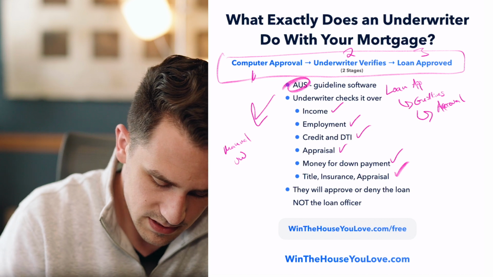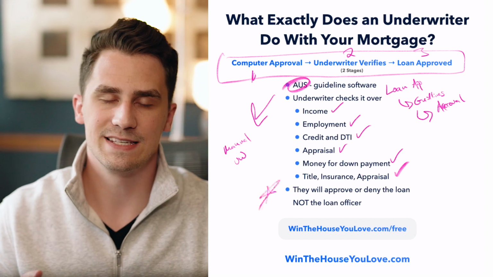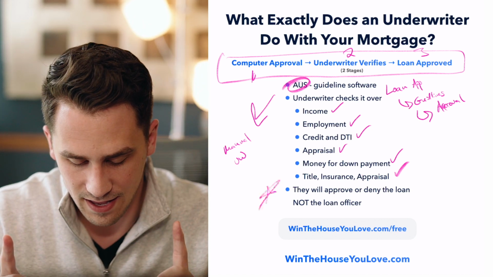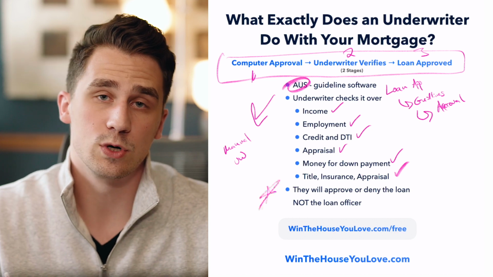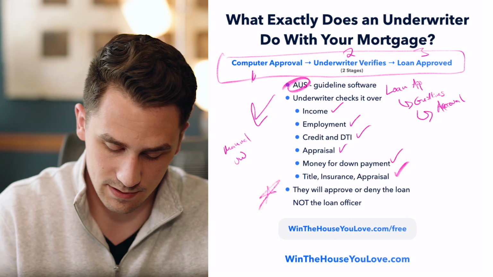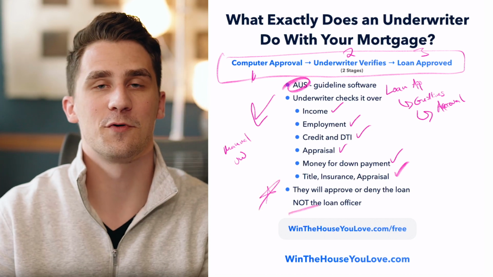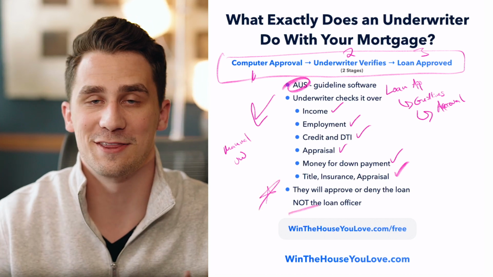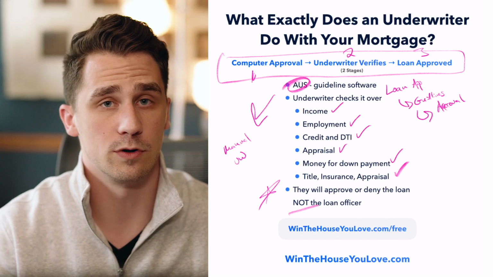Okay, something that's huge here is that an underwriter is the only person who's going to approve or deny your loan. A loan officer will not ever approve or deny your loan. They do not have the authority or capacity to approve your loan.